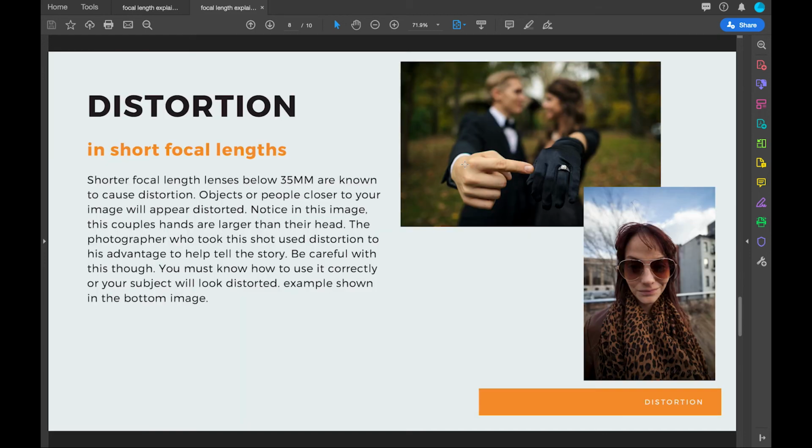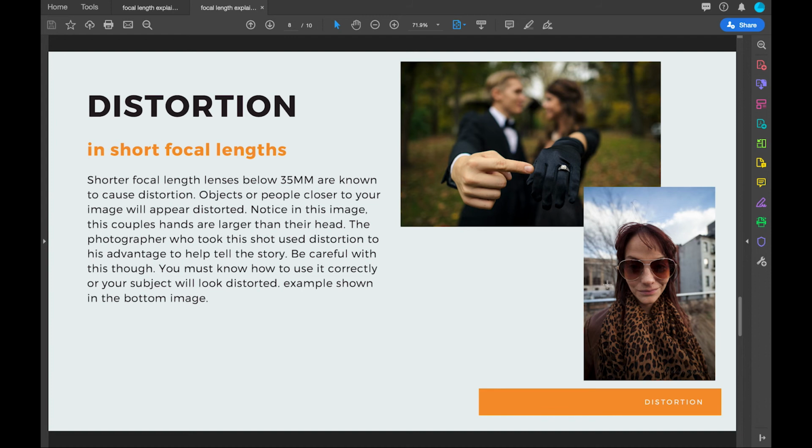So to go forward, let's check out something that you will experience with a shorter focal length lens, and that is distortion. In distortion, notice here that the photographer used these subjects, and they use distortion to their advantage. If you look here, their hands are significantly bigger than their heads, which would never be true in real life. However, this is something that you will get from your images, and understanding distortion will allow you to use it to your advantage and help tell your story.